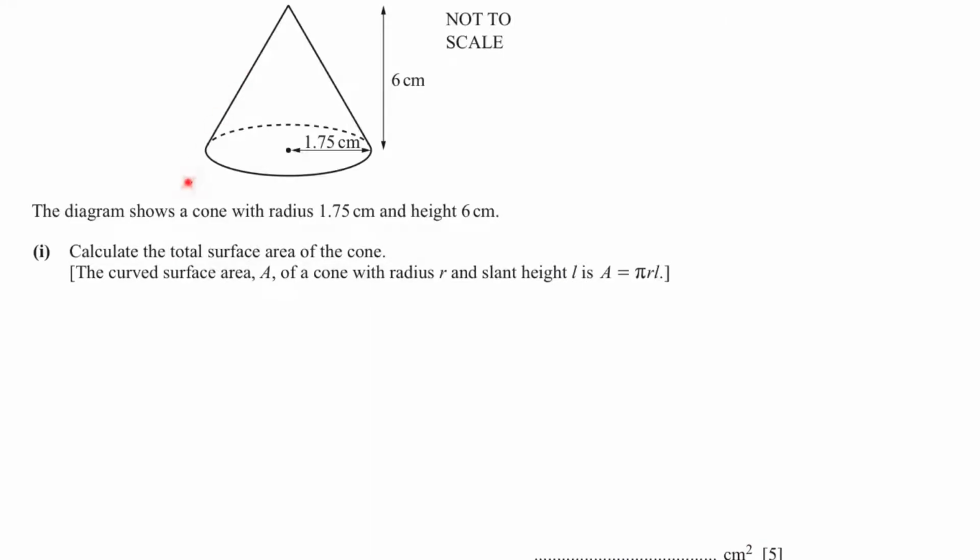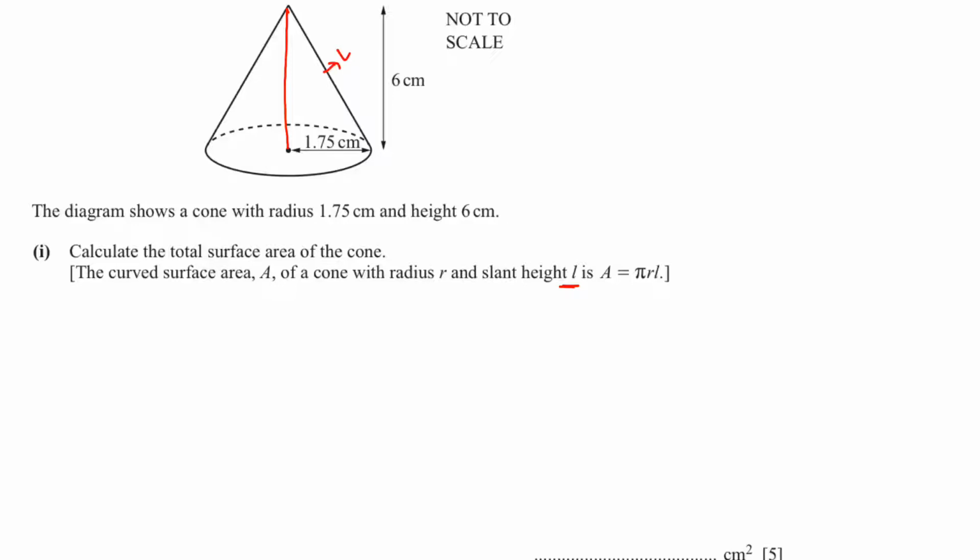In B1, we have been given a cone, and the radius and the height has been given to us. We have to calculate the total surface area of the cone. The curved surface area of a cone with radius r and slant height L is A is equal to pi r L. You have two areas in a cone. You have one which is the curved surface area and one is a circle. So you need to find both the areas. You need to find L.